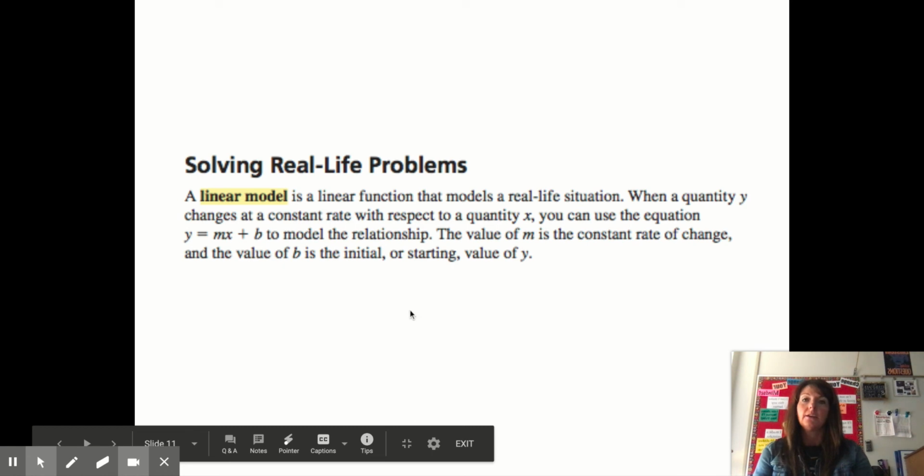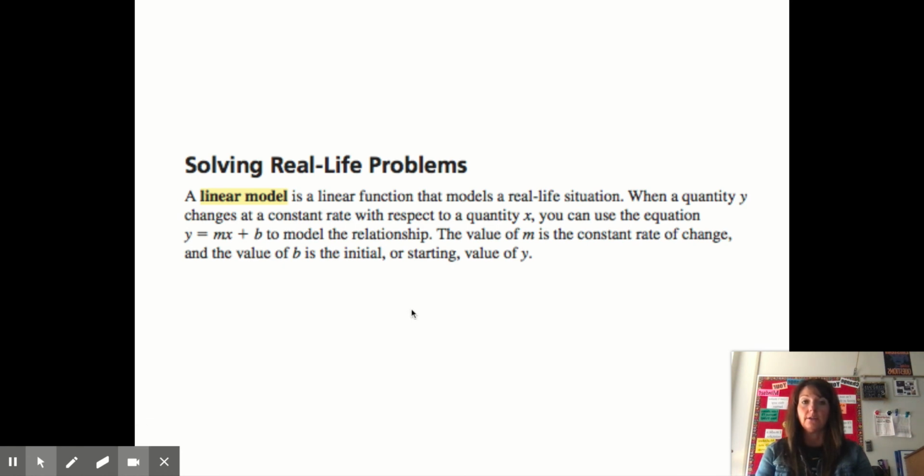All right. So when we're solving a real life problem, we want to make a linear model, and we'll try to do this in such a way. So this linear model is a linear function that models a real life situation. When a quantity y changes at a constant rate with respect to the quantity x, we can put it into slope-intercept form. We know that the value of m is the constant rate of change, also known as the unit rate, and the value of b is the initial or starting value of y.